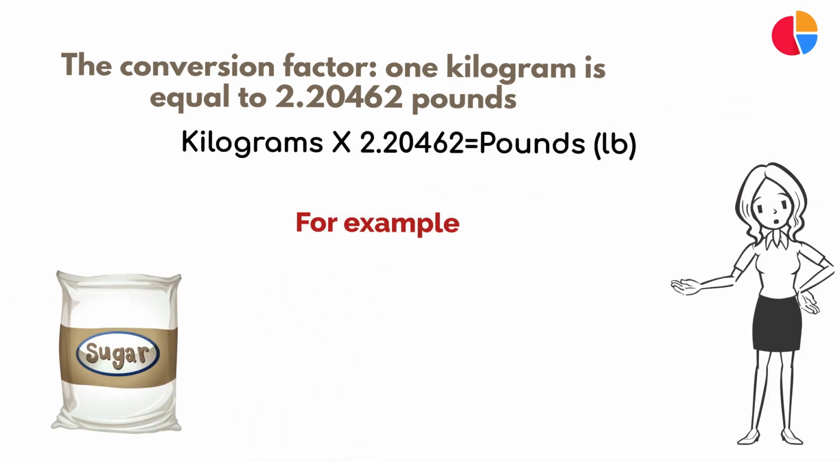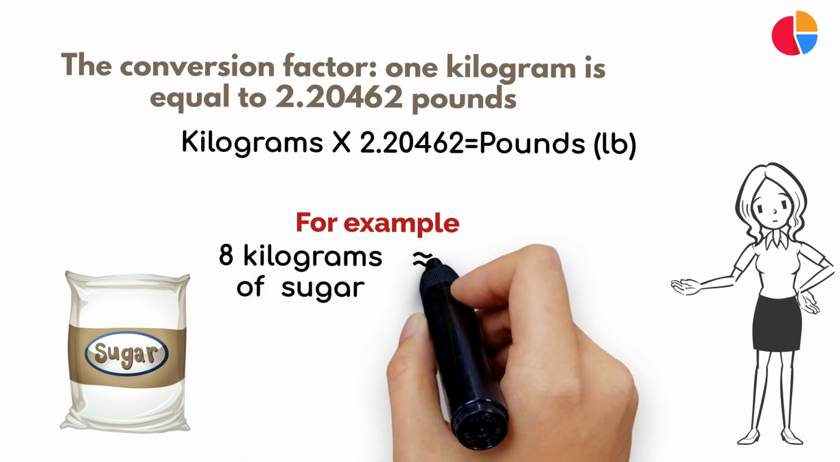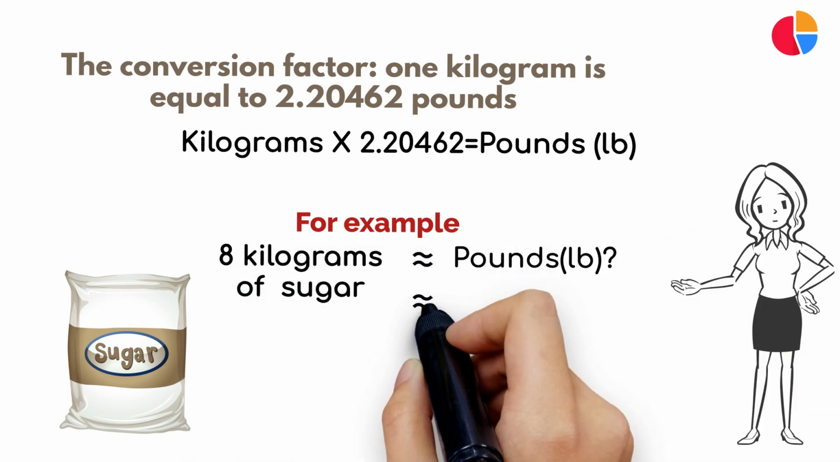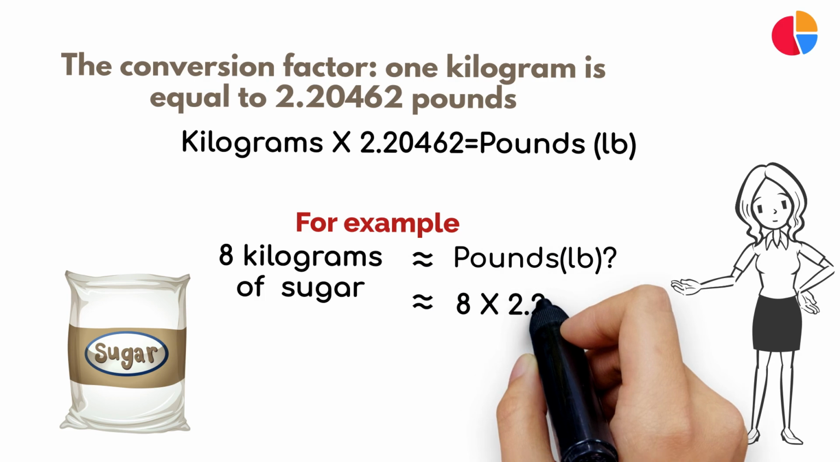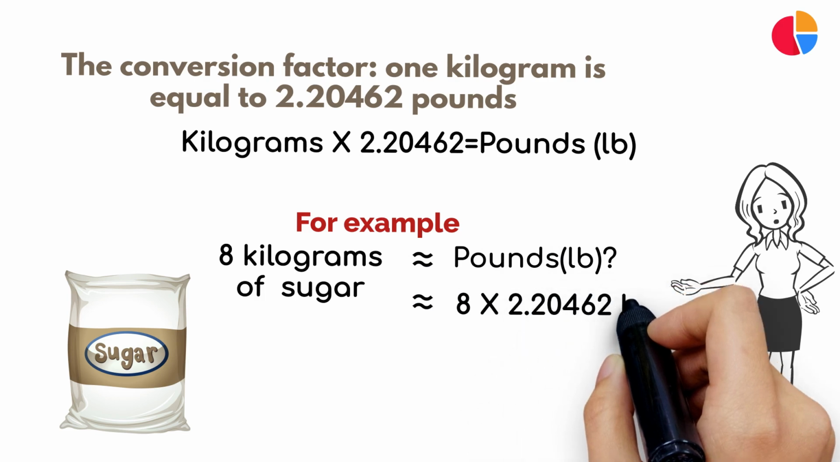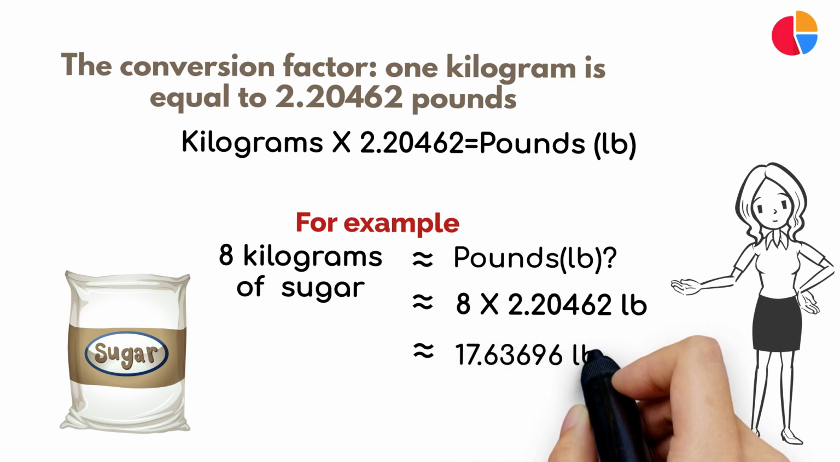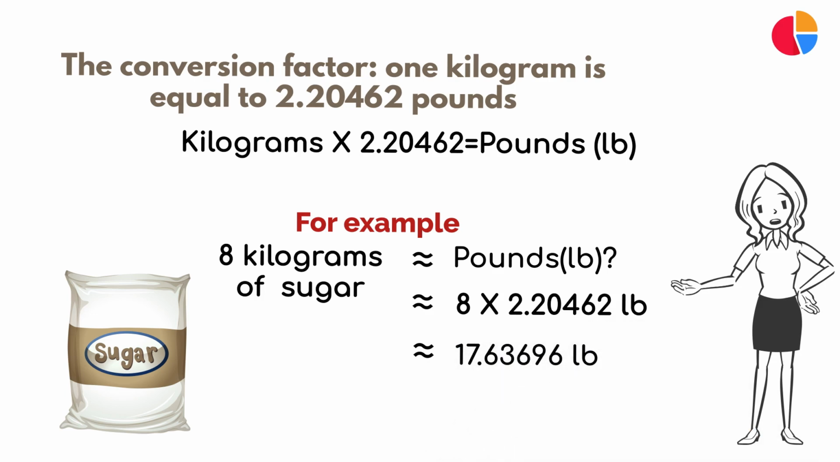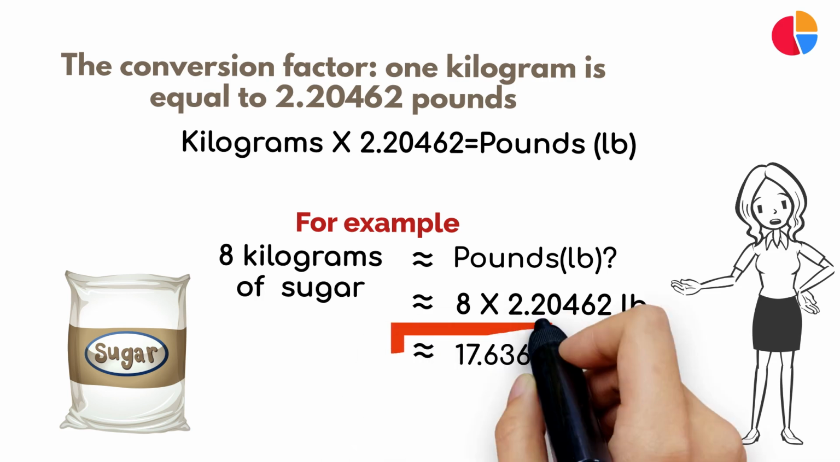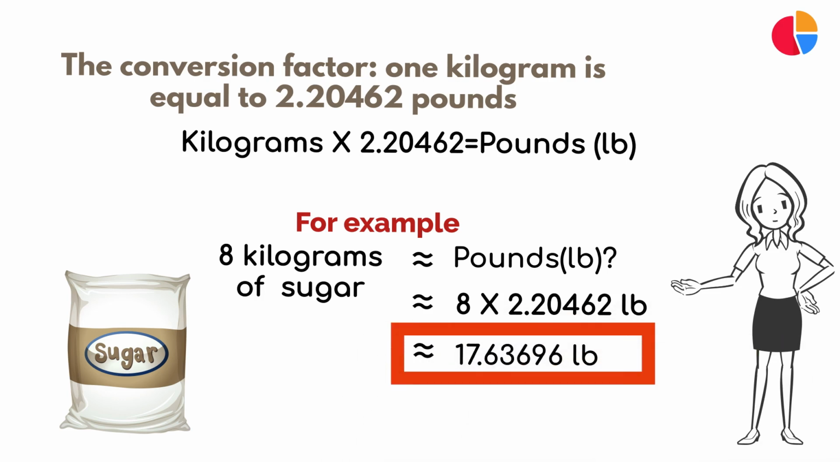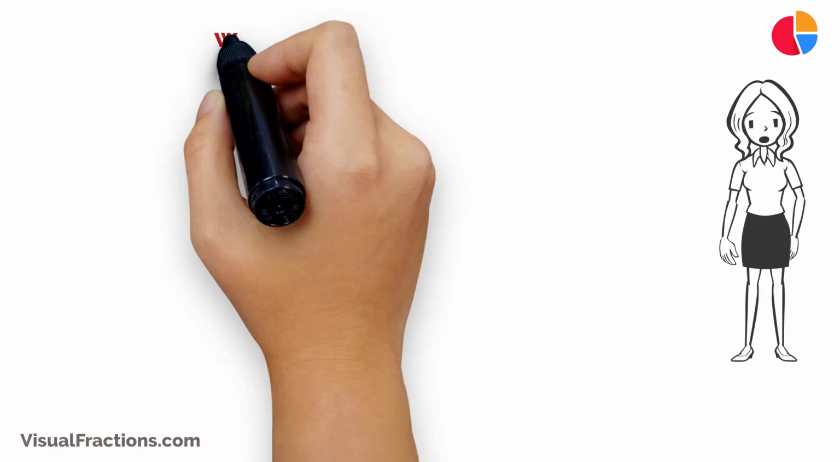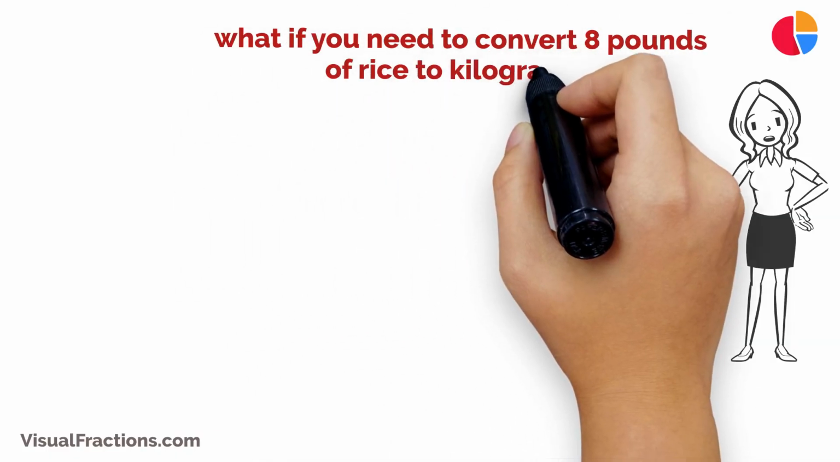Say you have 8 kilograms of sugar that you need to convert to pounds. We start by multiplying 8 by the conversion factor of 2.20462. This gives us approximately 17.63696 pounds. And that's it, we're done. 8 kilograms of sugar is equal to approximately 17.63696 pounds.